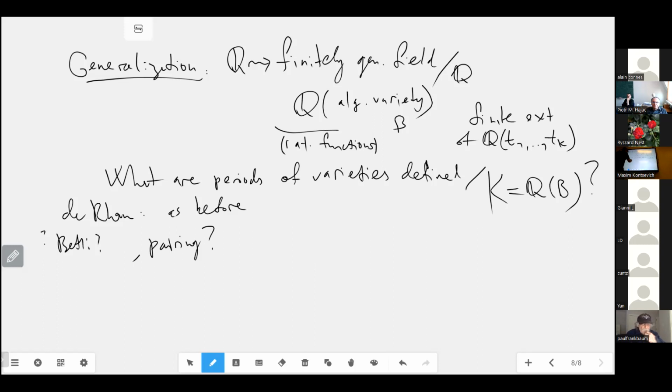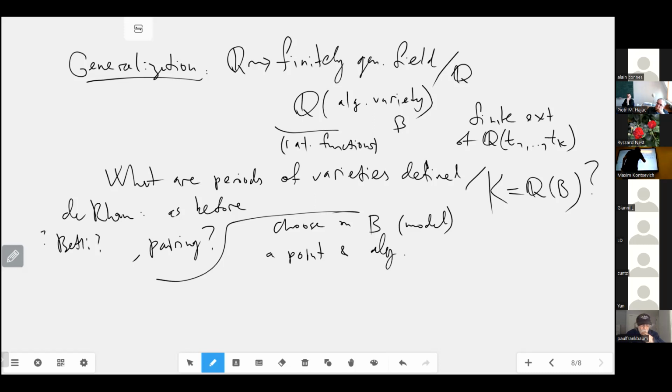So the idea is the following: choose on my variety B, a model of my field, choose a point and some algebraic local coordinates, some rational functions such that locally near this point they are coordinates. Then I can embed my field into iterated Laurent series.